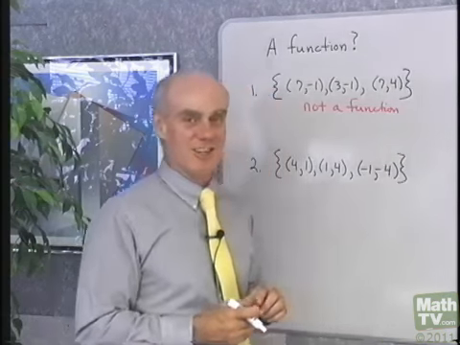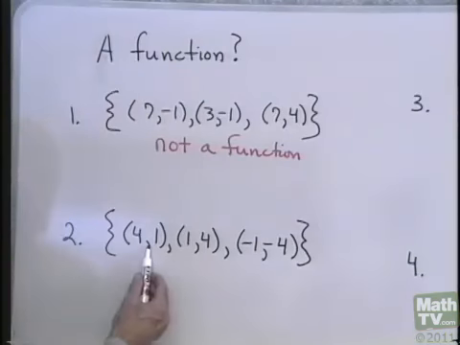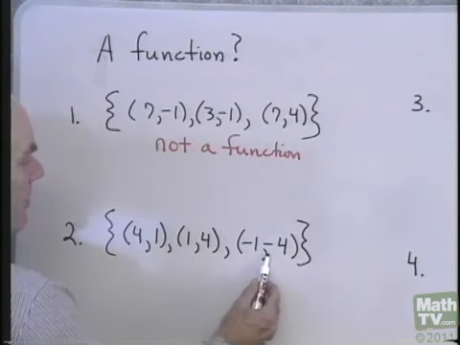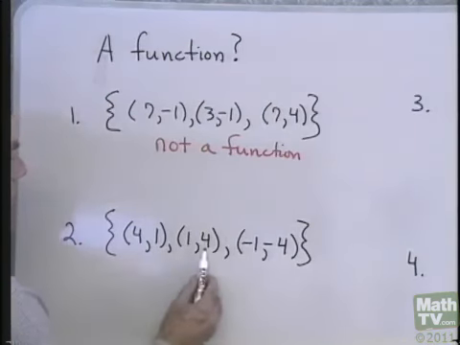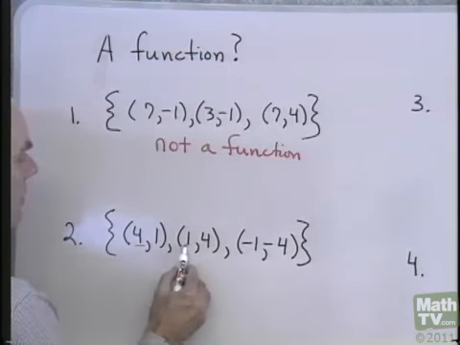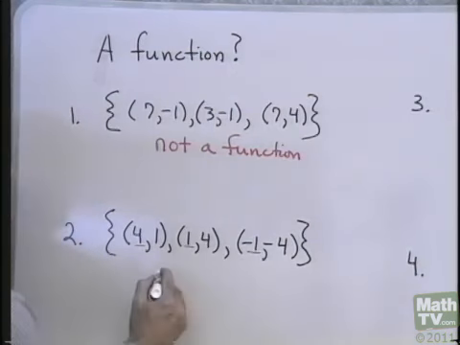Let's look at our second set of ordered pairs. (4, 1), (1, 4), (-1, -4). You can see I have three ordered pairs here. They all have different first coordinates, so this is a function.